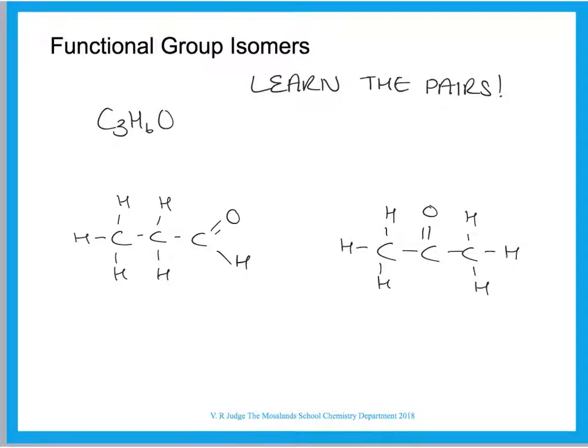Okay, so for your next pair, we've got 2 compounds here, both with the molecular formula C3H6O, but with different structures, so these are isomers of each other. The one on the left, these are a little bit less familiar than the previous ones. The one on the left is an aldehyde, and the one on the right is a ketone. So I'll highlight the functional groups for you.